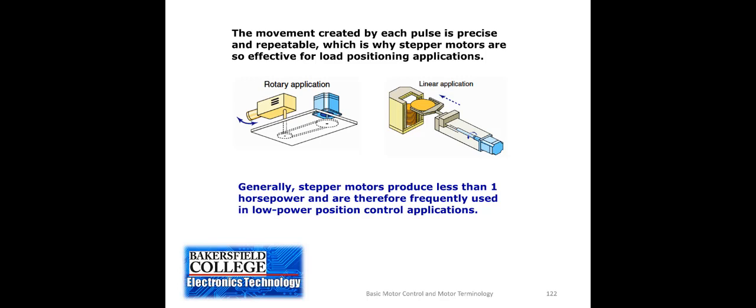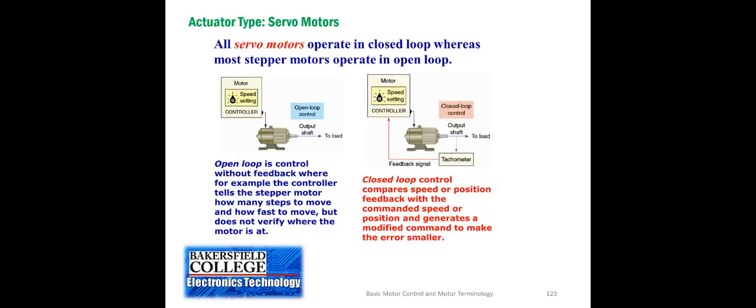Steppers are used a lot for precise positioning of devices. The problem is that they don't produce a lot of horsepower. The early robots, the robotic arms, the robotic welders, things like that would use stepper motors, but they were limited in the amount of power those motors would produce. So they've switched to a different type called a servo motor.